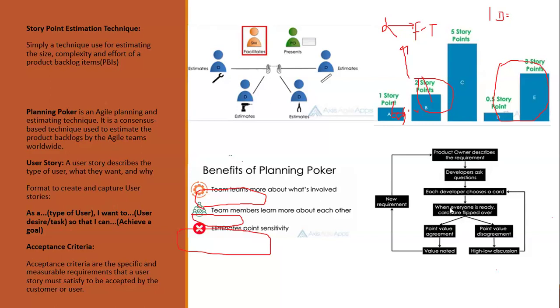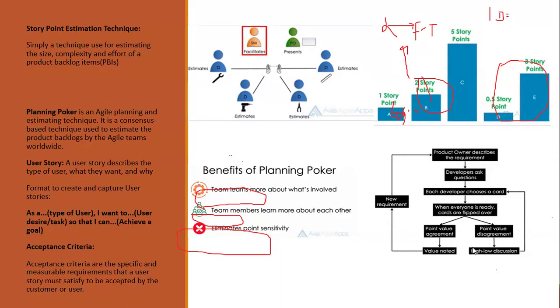Now the developers will select a card. Everybody, Scrum Master of course, everybody is ready. When they are ready, they will flip their cards and everybody will share their points. So this is the point value agreement. When all of them, let's assume there are 5, selected the same number, say 2, they have an agreement. That means everybody agrees that 2 is the story point for that user story. The Scrum Master will go back to Jira and put the story point, 2.